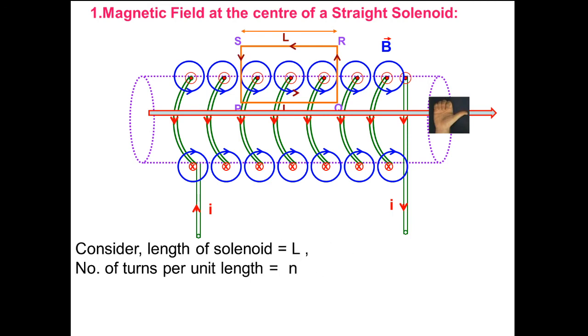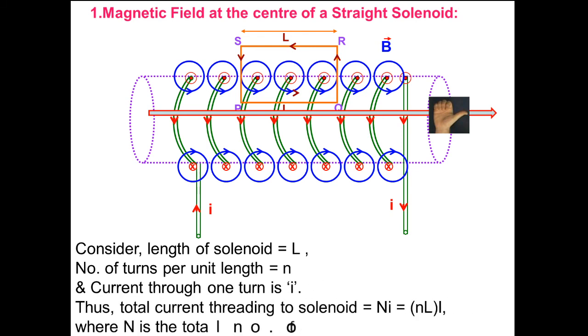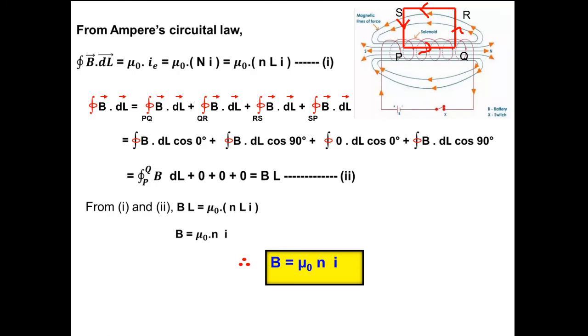Let us consider the length of the solenoid is L, the number of turns per unit length is n, and the current through one turn is I, so that the total current threading through the solenoid will be the total number of turns times the current. That is nLI, where capital N is the total number of turns. Now here we use the Ampere circuital law, see loop PQRS.